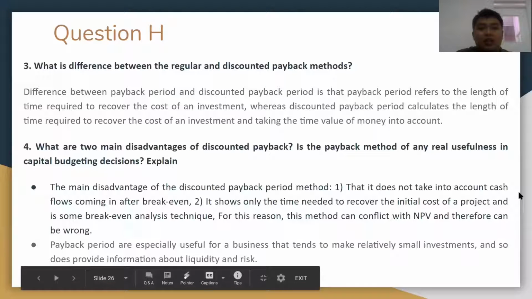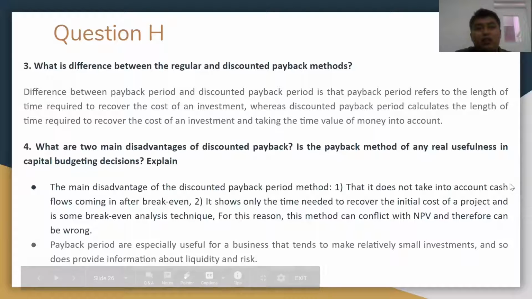And then question number 3 is, what is the difference between the regular and discounted payback methods? The difference is that the payback period refers to the length of time required to recover the cost of an investment, whereas the discounted payback period calculates the length of time required to recover the cost of an investment while taking the time value of money into account.